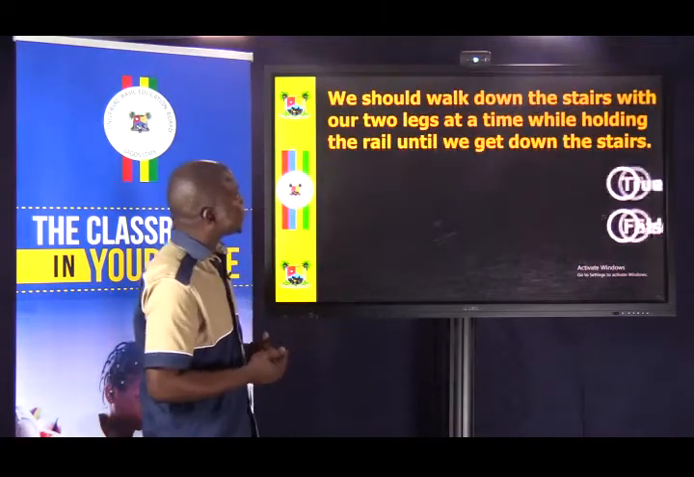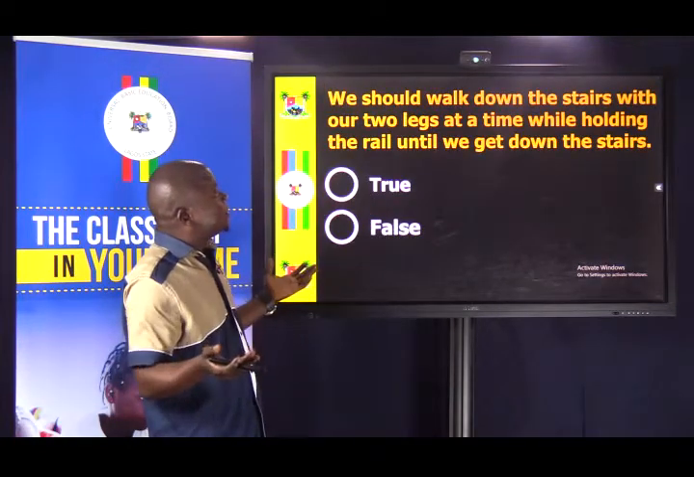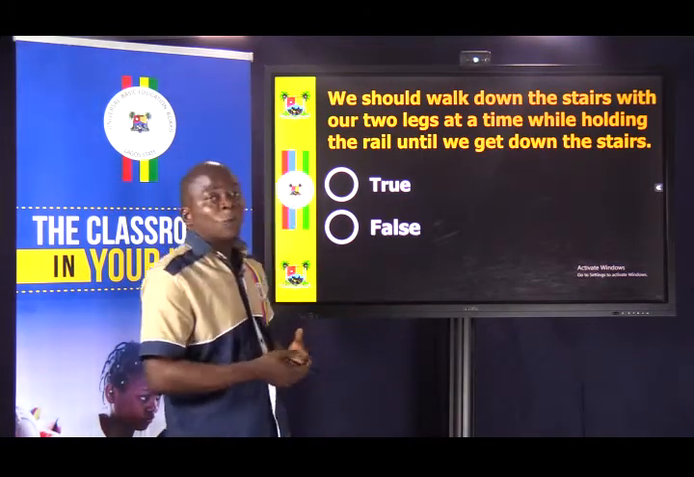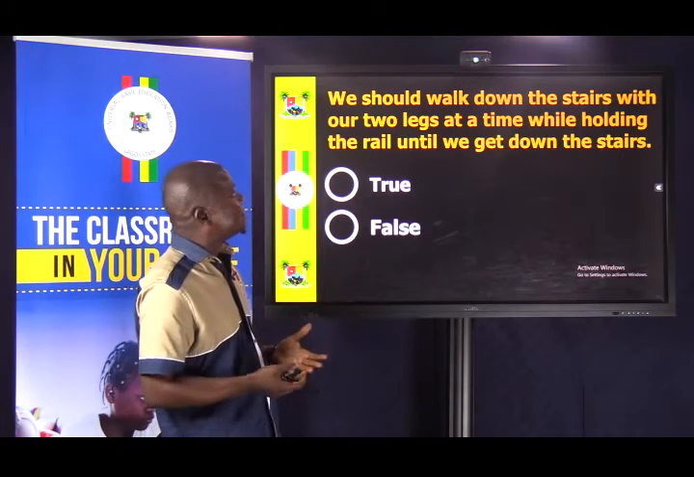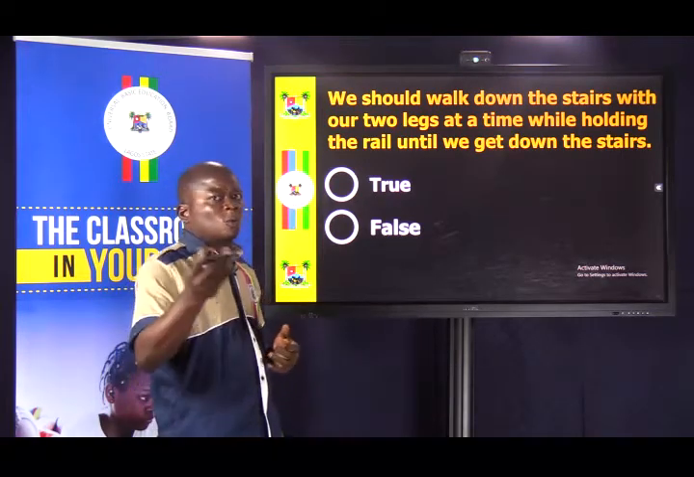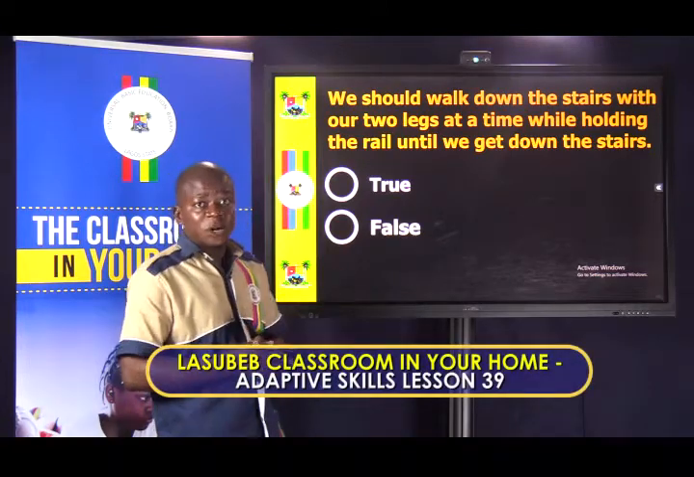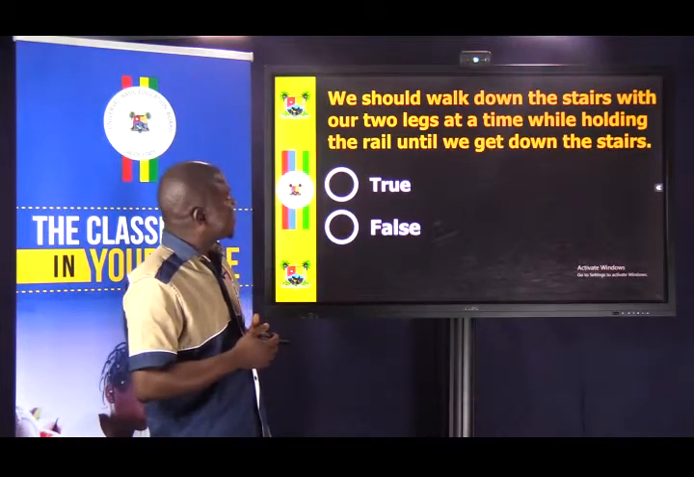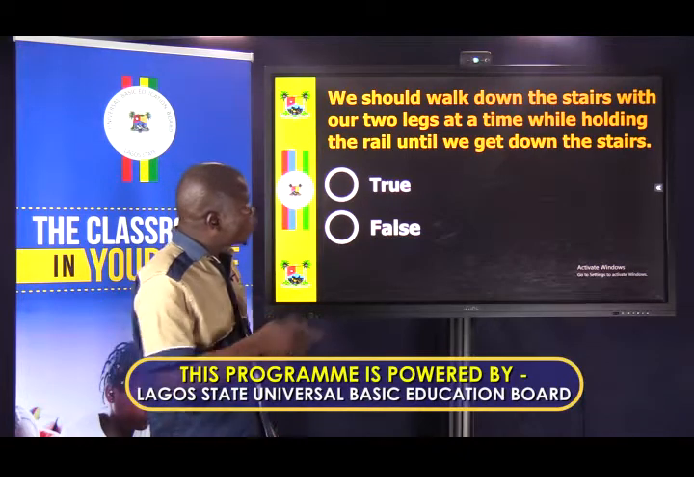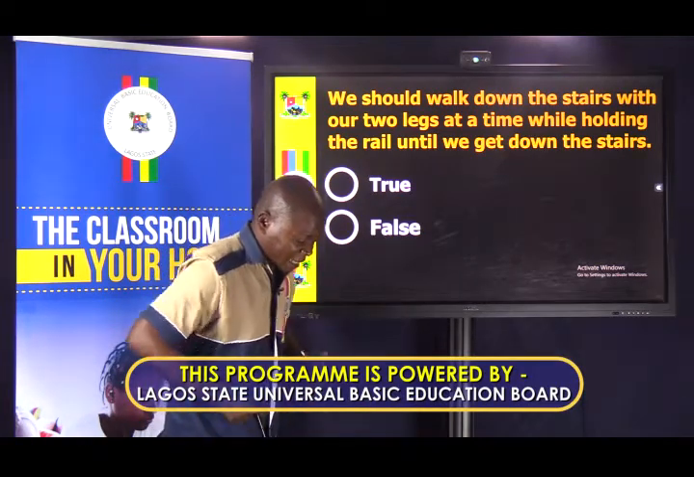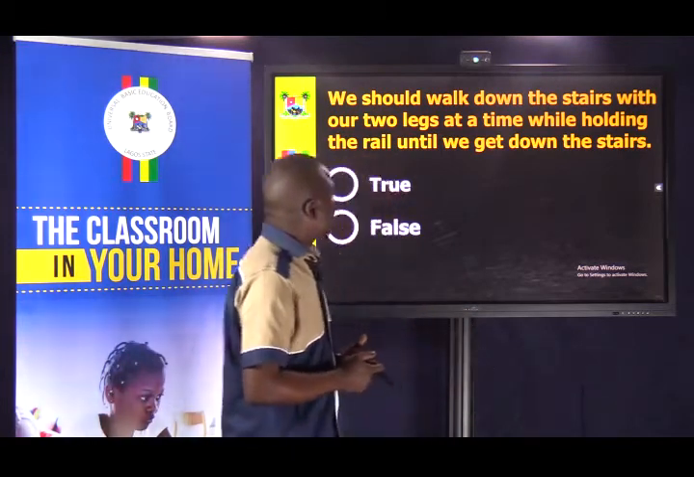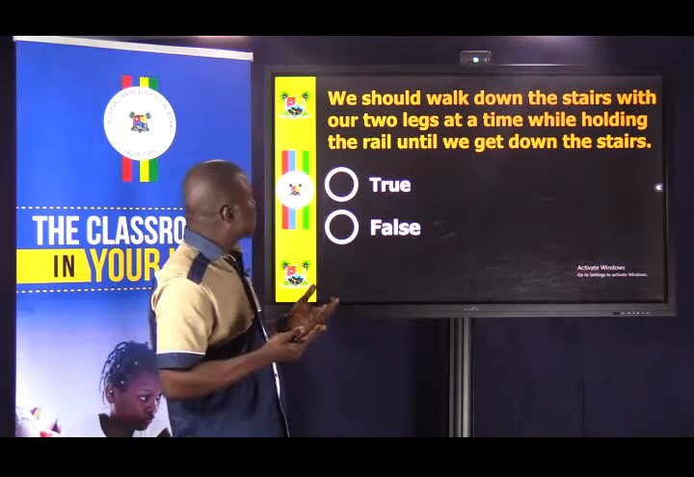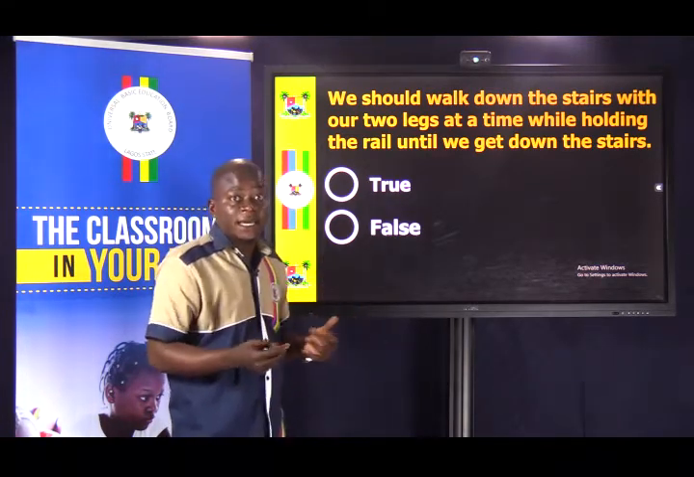Two, we should walk down the stairs with our two legs at a time while holding the rail until we get down the stairs. We learned this in one of our lessons also. That is walking up and down the stairs. So is it good to walk on the stairs with our two legs at a time this way, and at the same time hold the rail until we get down the stairs?